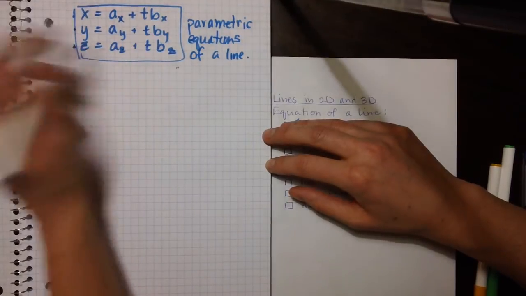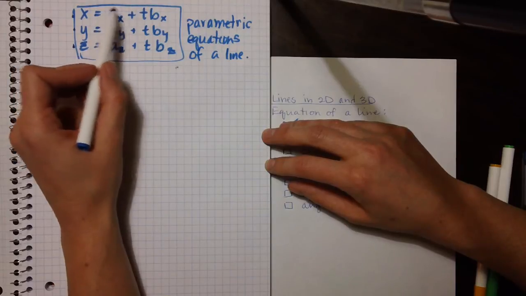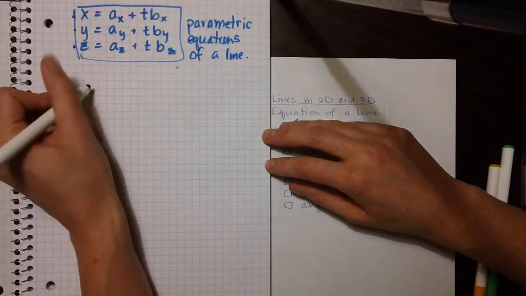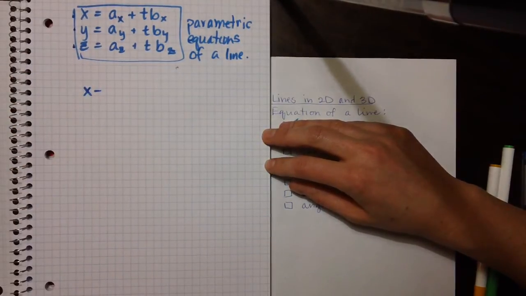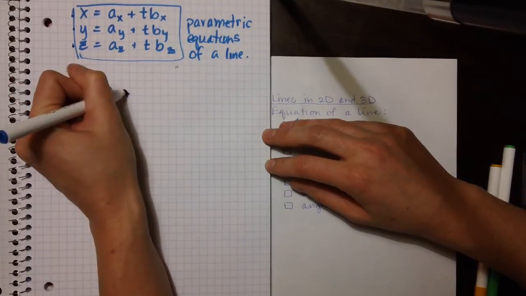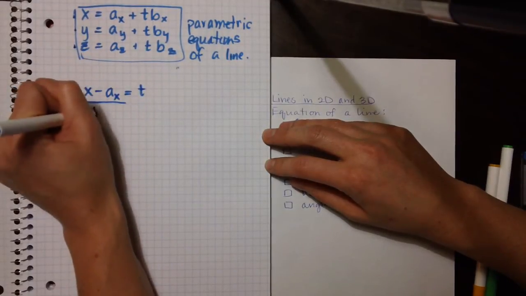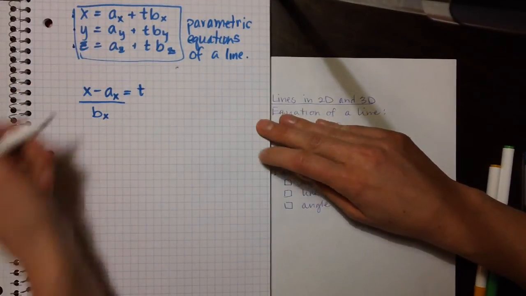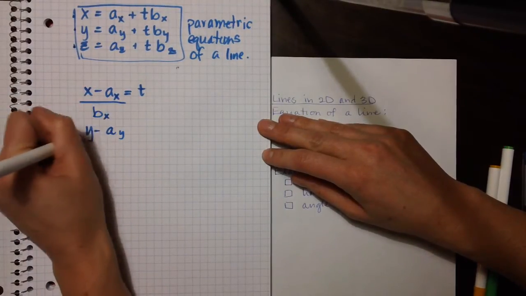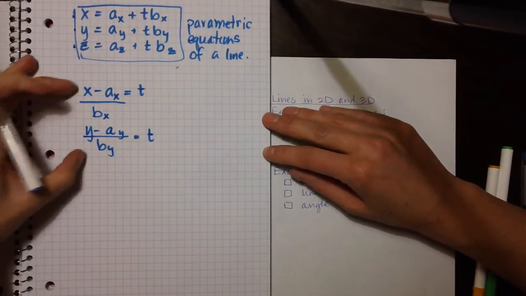All right, so the first one, if I solve x equals the x component of a plus t times the x component of b for t, I'm going to get x minus a sub x is equal to t times b sub x. So if I want to solve for t, I just divide by b sub x, like so. And I could do the same for the other equations. It would be y minus a sub y over b sub y is equal to t. I changed my mind. I'm just going to do this in 2 dimensions.